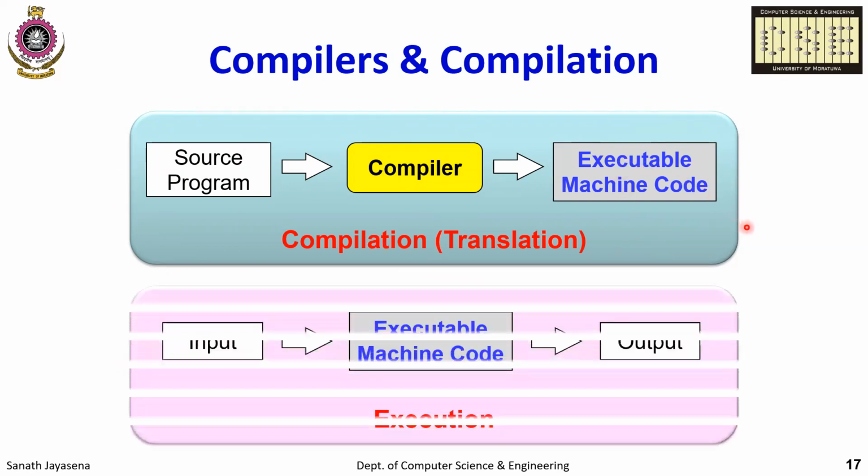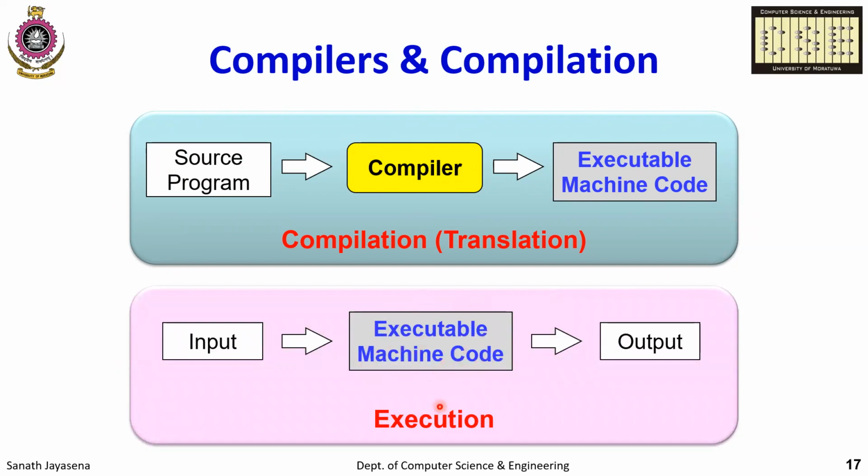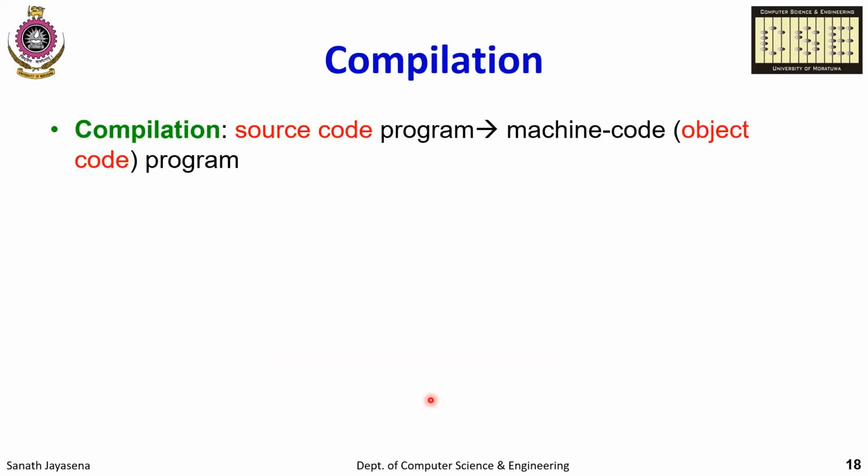Now this executable machine code can then be executed as and when we like. After we get the executable machine code, you don't need the source program to run it. This can run by itself. And when you run it, you give it input and you get the output, and it basically runs like that. So the execution is actually using the executable machine code. So compilation means you get the source code program and you translate it into machine code.